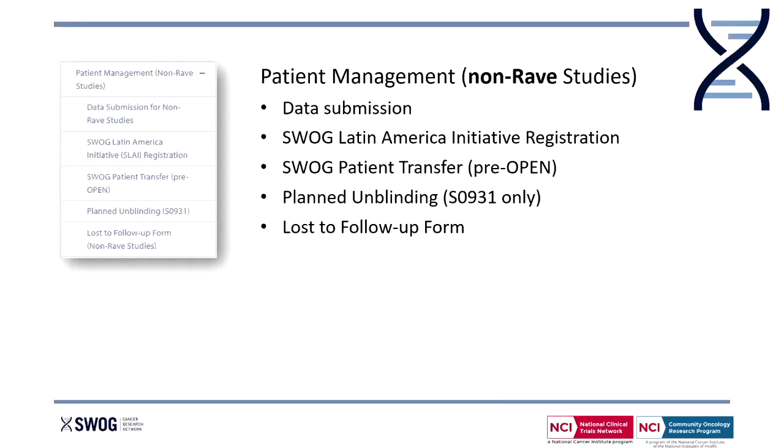If you have a patient transfer that you need to do for a patient that was registered prior to open, you can do it here. Planned unblinding is really only applicable for S0931 anymore, but still very relevant. And then finally, a loss to follow-up form, again, for non-RAVE studies.